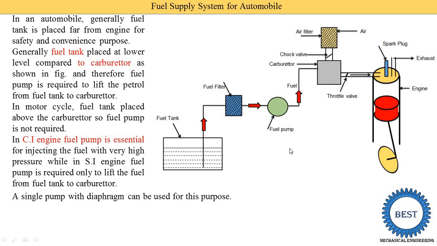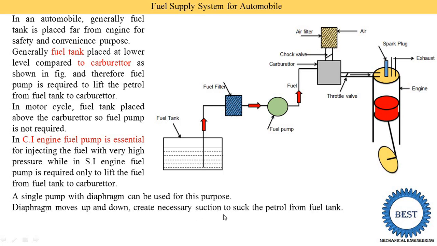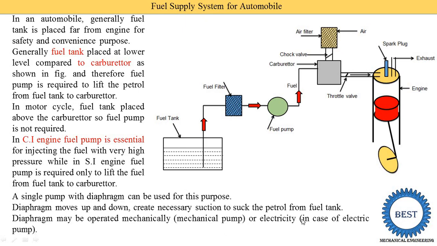Various types of pumps are available, but generally a diaphragm type of pump is used. The diaphragm moves up and down and creates the necessary suction to suck the petrol from the fuel tank. The diaphragm may be operated mechanically, which means it is a mechanical pump, or electrically in the case of electrical pumps.